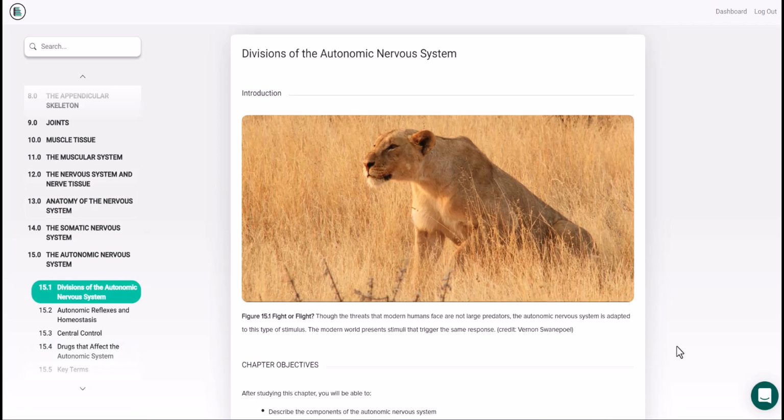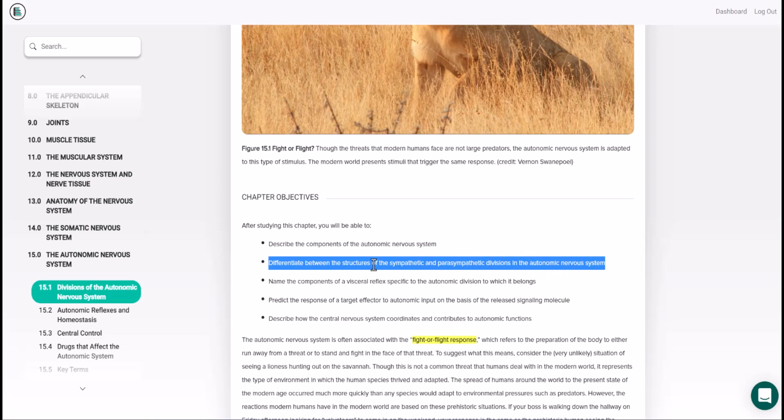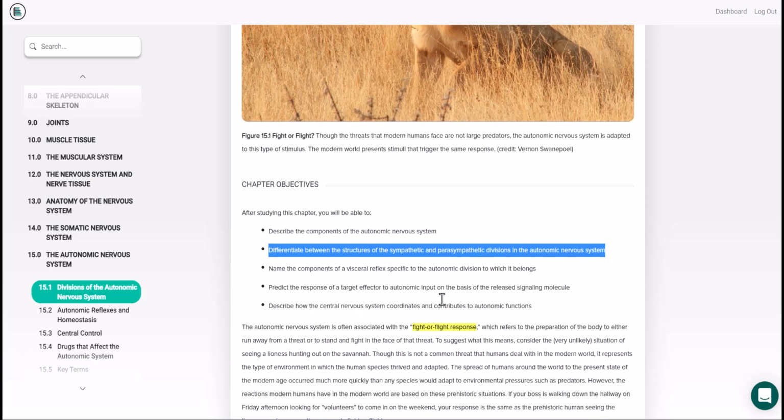So as we start looking down at the autonomic nervous system, what we're going to be primarily focusing on for this semester and for this exam is differentiating, comparing and contrasting the differences and the structures between the sympathetic and the parasympathetic divisions of the autonomic nervous system, or the ANS. Again, this is going to be the primary role. This is what we're going to be focusing on. We will not be focusing on many other features of this division.